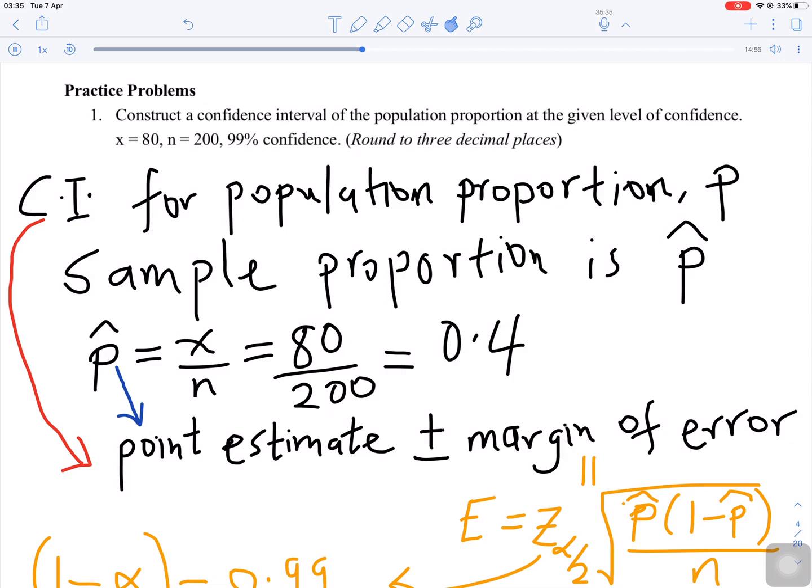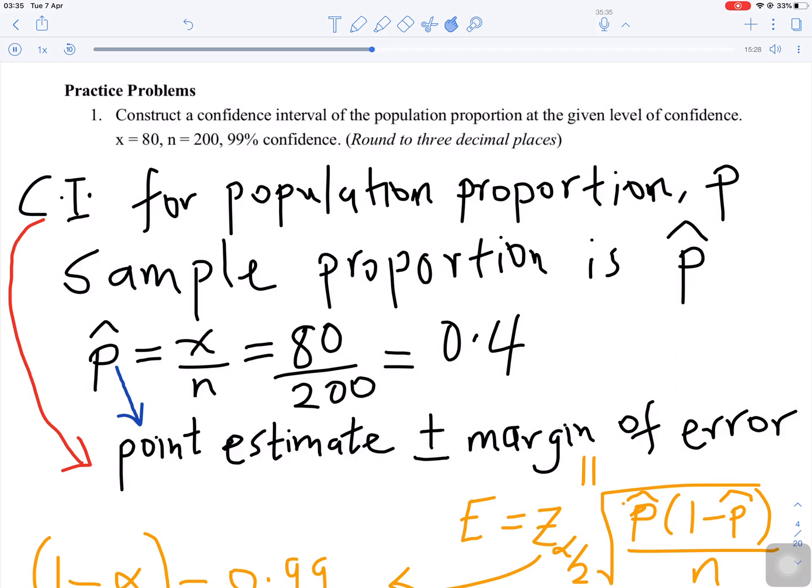So what this means is that we take a sample of 200. Now 80 out of those 200 have a characteristic of interest. So if we use an example, let's say we take a sample of 200 CMU students, and we are interested in knowing how many of these students have cars, okay, and then we realize that it's 80. Now we want to construct a 99% confidence interval for them.